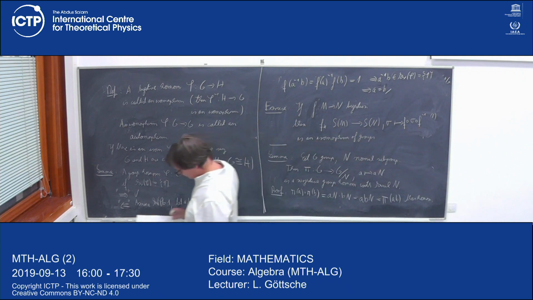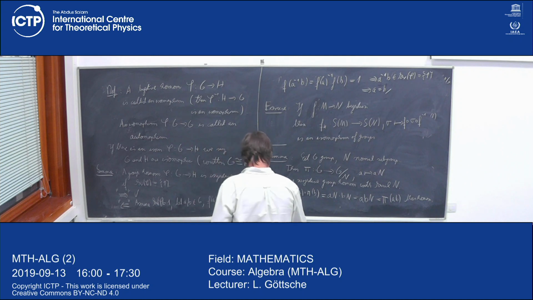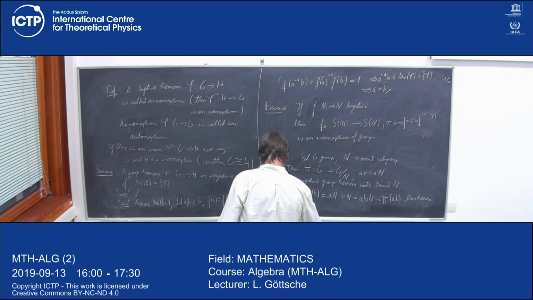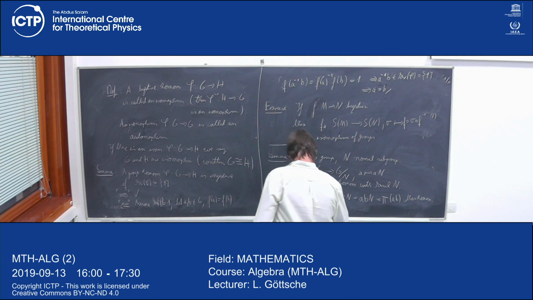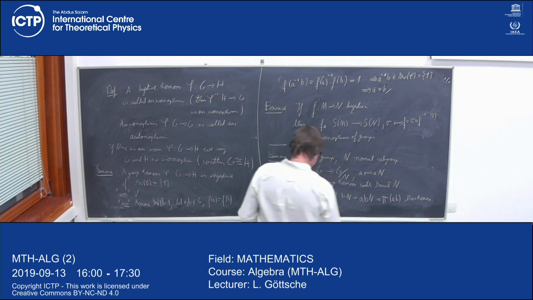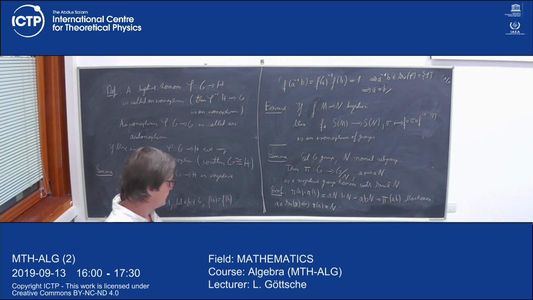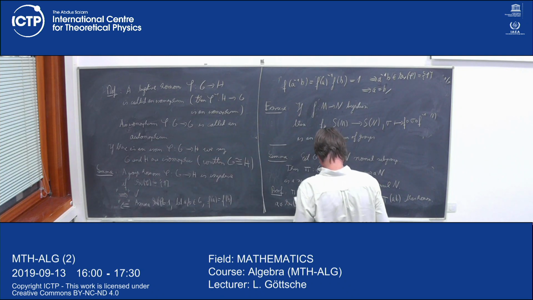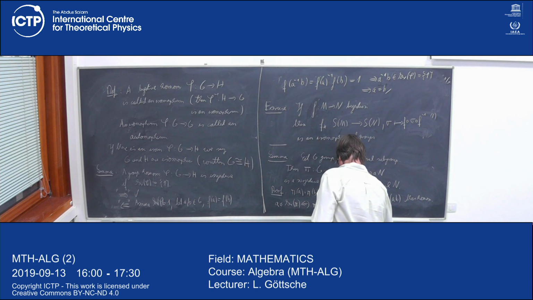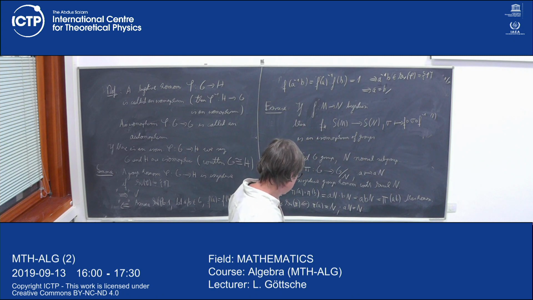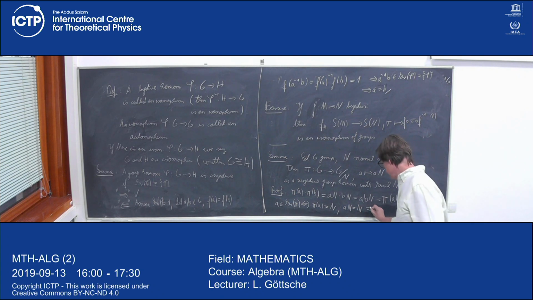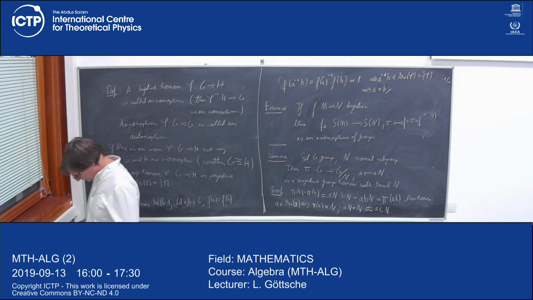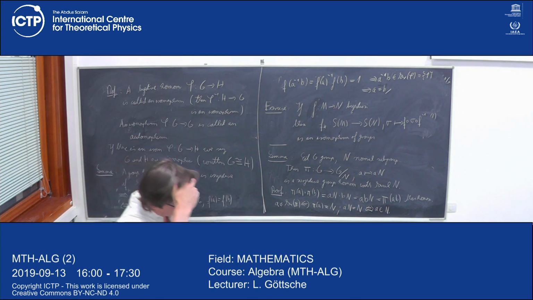And that the kernel is N: if a is an element in the kernel of π, this is if and only if π(a) is the neutral element, which is the coset N. So that means aN is equal to N, and we see clearly that aN is equal to N if and only if a is an element in N. And so the kernel of π is N.